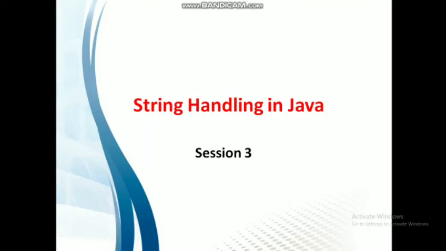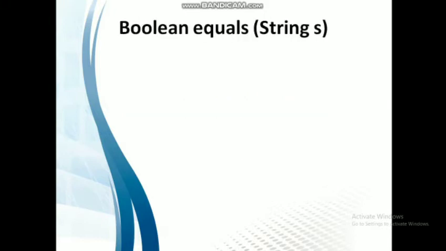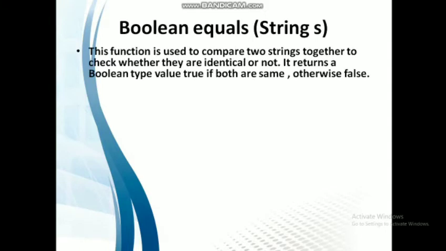Hello children, in this session we will be discussing a few more functions from string handling in Java. First function is boolean equals(String s). This function is used to compare two strings together to check whether they are identical or not. It returns a boolean value true if both are the same, otherwise it returns false.